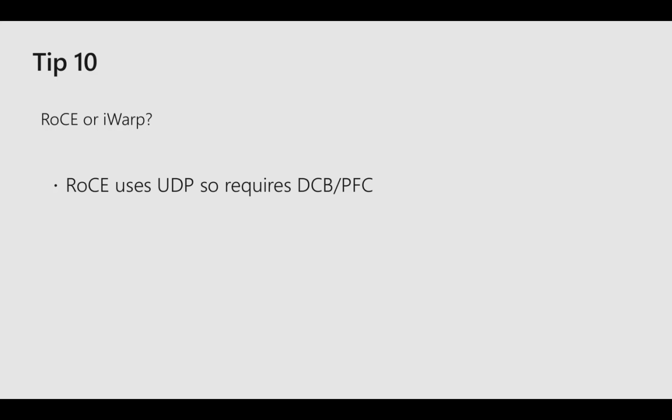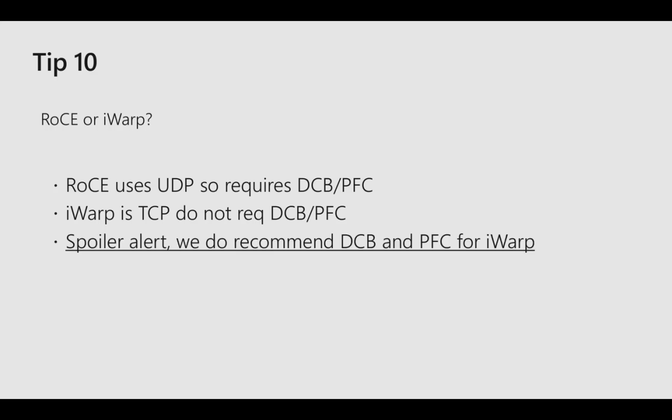So it's a little bit more complex to set up, but for any initial deployment, iWARP uses TCP, so it has the acknowledgement of if any packet is being dropped, so it will retransmit. And it does not require DCB or priority flow control to work. But we do recommend DCB and priority flow control for iWARP.